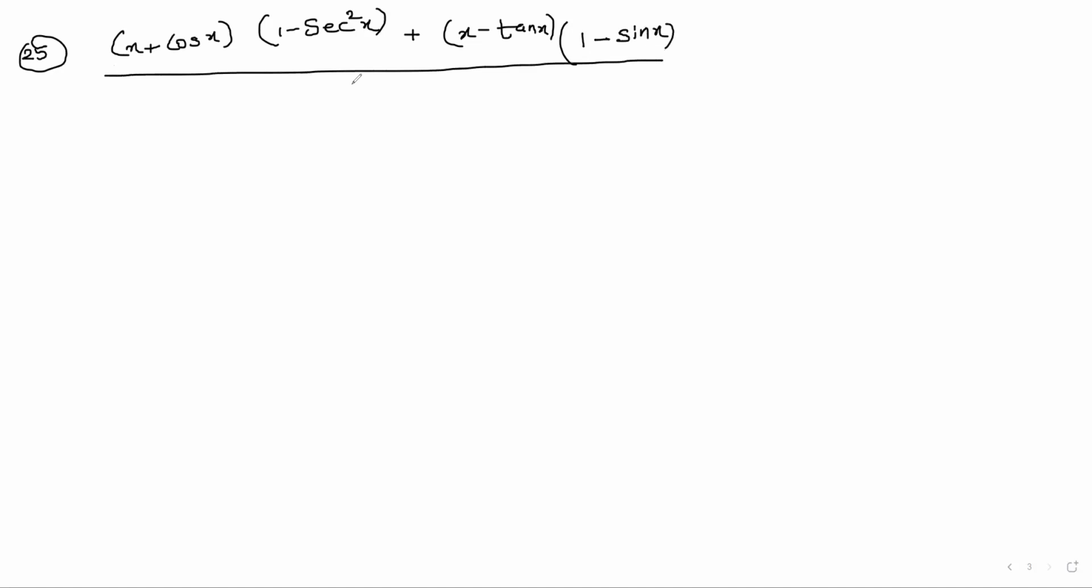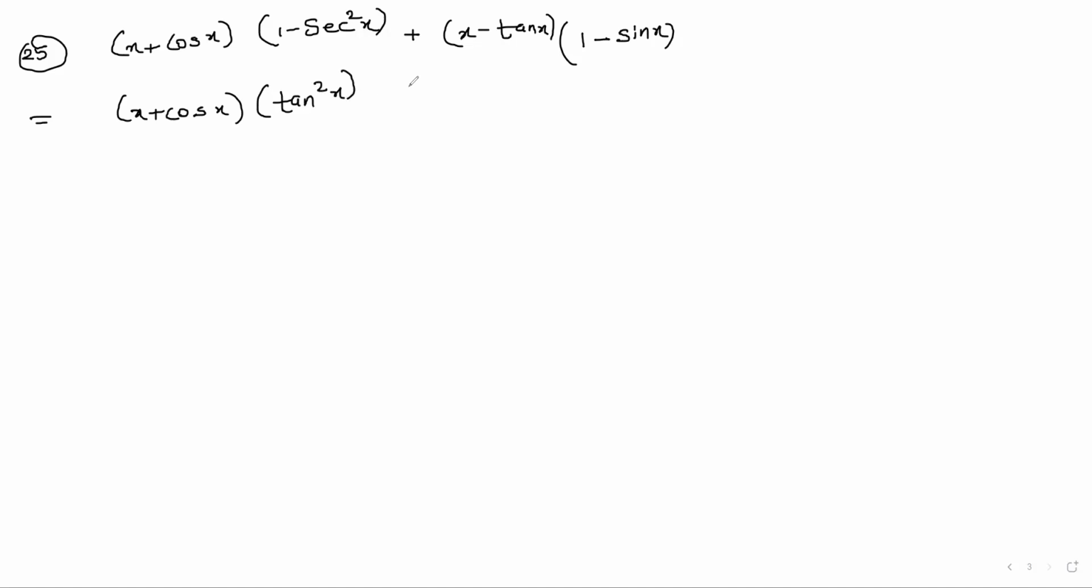By denominator. Sorry. Then open the bracket. X minus x square. Or rather, it is better if we write this as x plus cos x. Okay, and 1 minus sin square x. This can be written as what? Tan square x. Okay, Noma? Yes, sir.